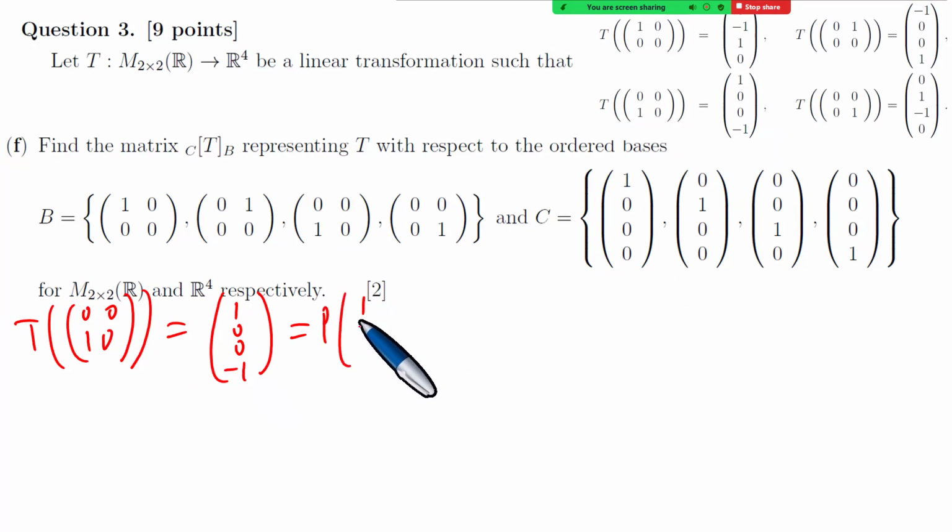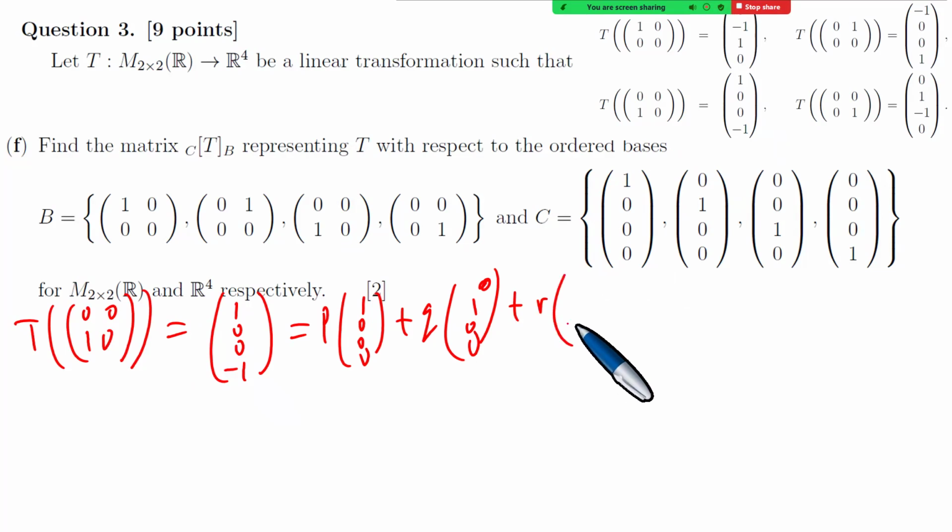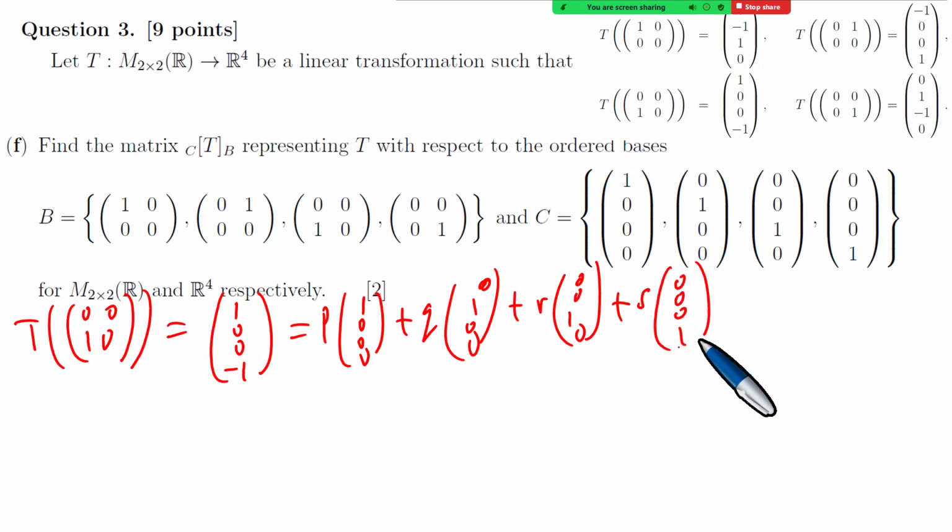P, which is 1, 0, 0, 0. Q, 0, 1, 0, 0. R, 0, 0, 1, 0. S, 0, 0, 0, 1. Okay, P is the top one. Q is the bottom one. R, S.